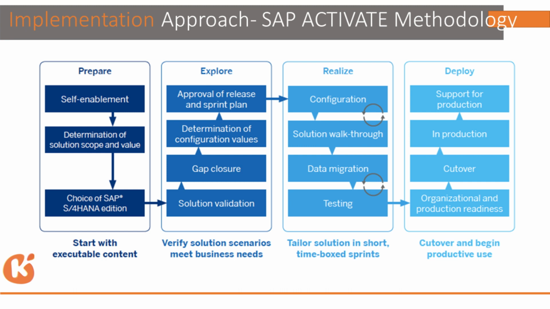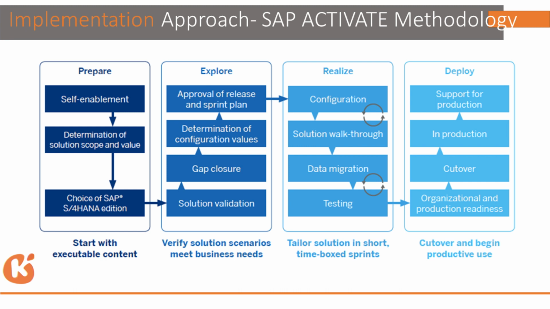What prepare phase, explore phase, realize phase constitute of testing as well, right? And the deploy phase means moving to the production. But generally, in this Activate methodology we have 6 phases, right? So one is discover and the last is run process.